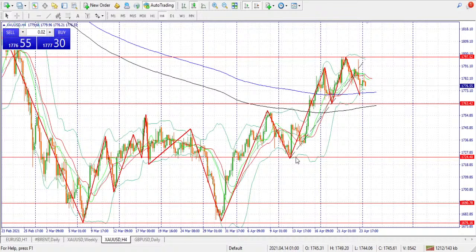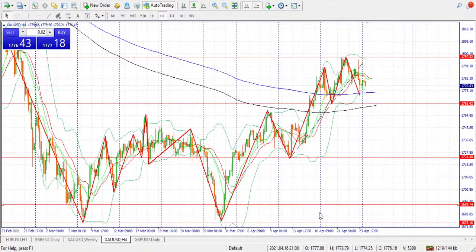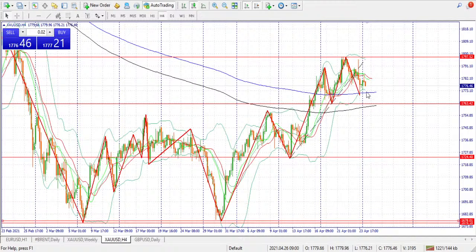If the price breaks below the first target, 1763.42, then expect a continuation to the lower side up to 1724.40. And the next target is 1678.01.